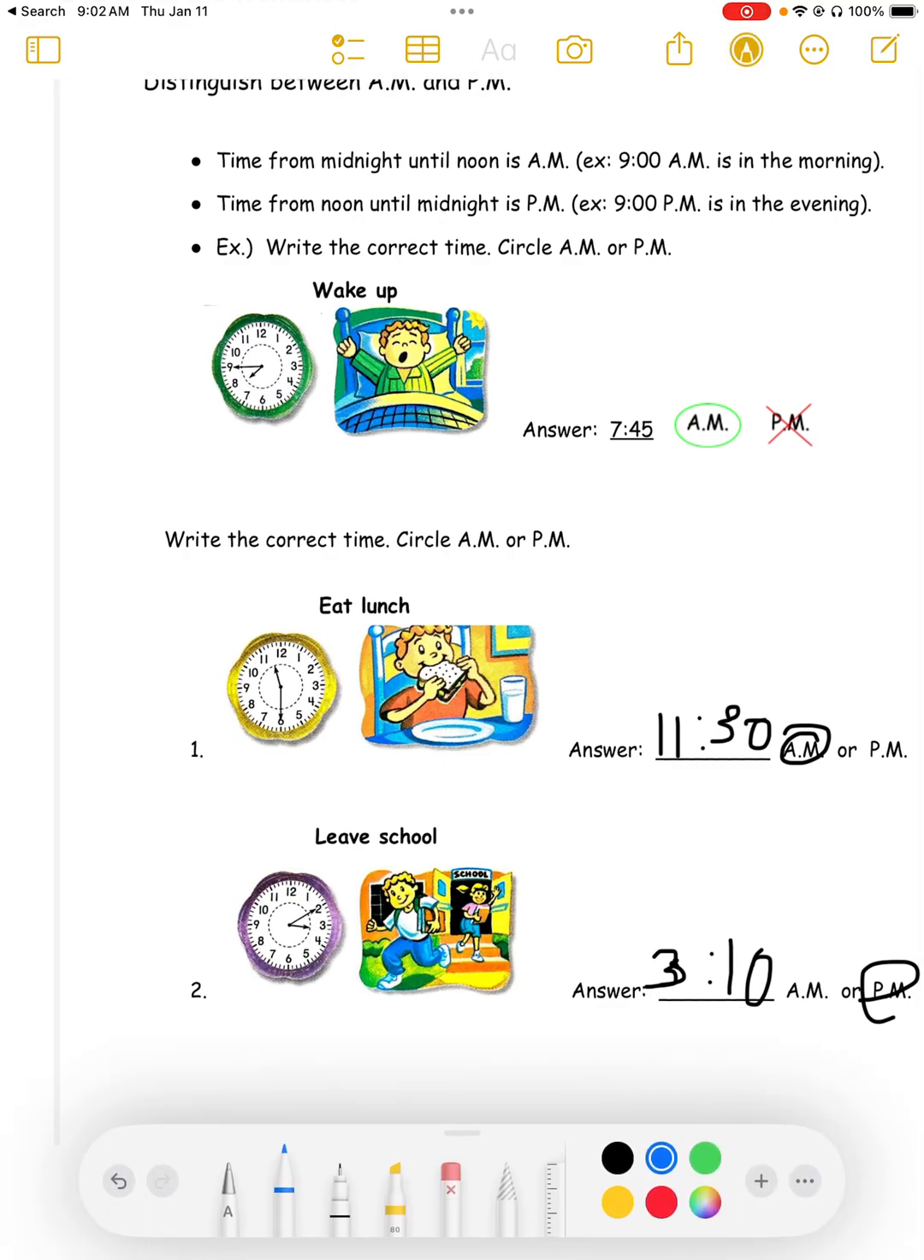If you're confused on when to write a.m. or p.m., just think of what realistically would happen. Because at 11:30 p.m. we'll be sleeping and not eating, so it would be a.m. and not p.m. And for school, we wouldn't leave school at 3:10 a.m. because that's when we would be sleeping again. So it wouldn't be a.m., it would be p.m.